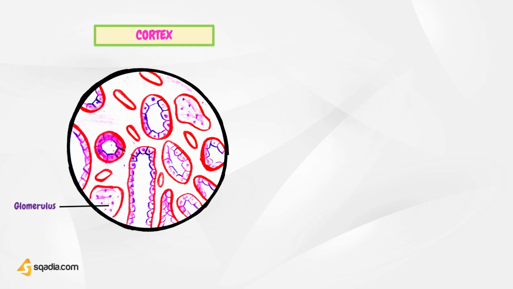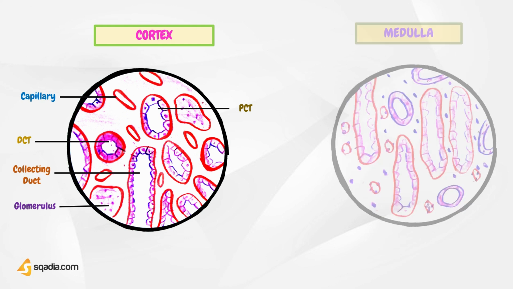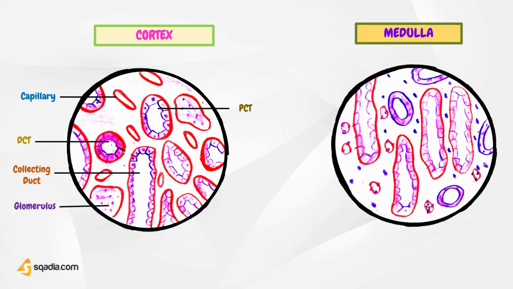The outer part is the cortex. Glomeruli with proximal convoluted tubules and distal convoluted tubules are there in the cortex. Collecting ducts are also seen in the cortex. The cortex also consists of capillaries. Now, let's discuss the histology of the medulla. It has sections of collecting ducts, lots of sections of loop of Henle, and numerous capillaries.